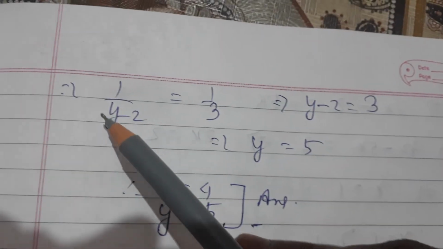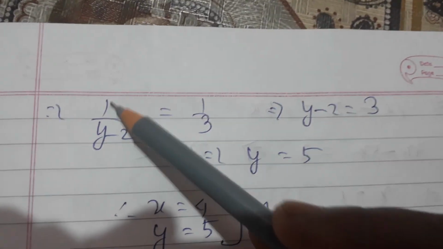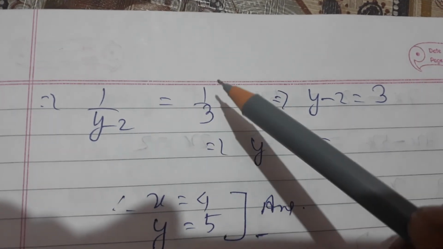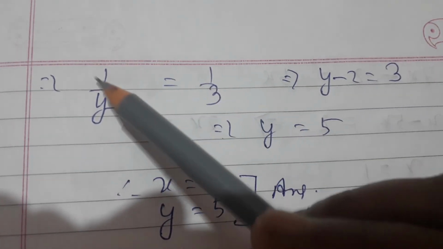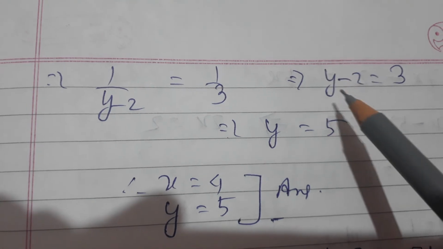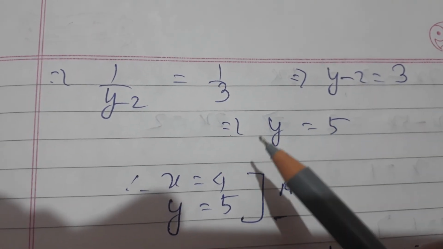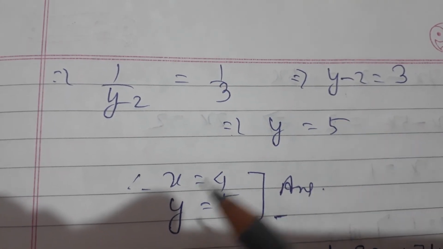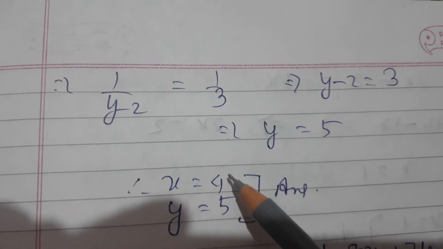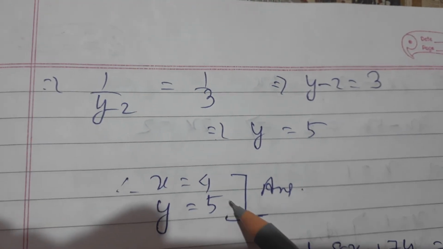Now put the value of b. 1 by y minus 2 equals 1 by 3. 1 cancels. So y minus 2 equals 3 and y equals 5. So x equals 4 and y equals 5. Okay.